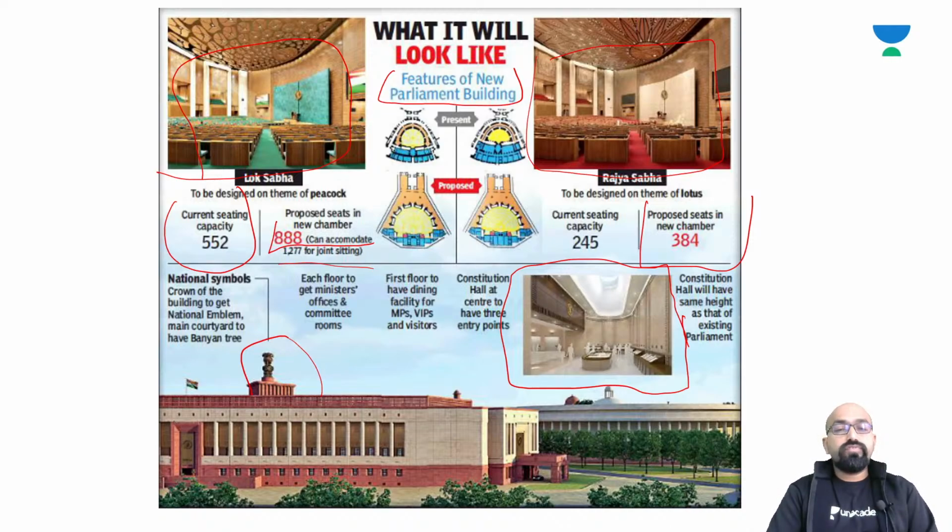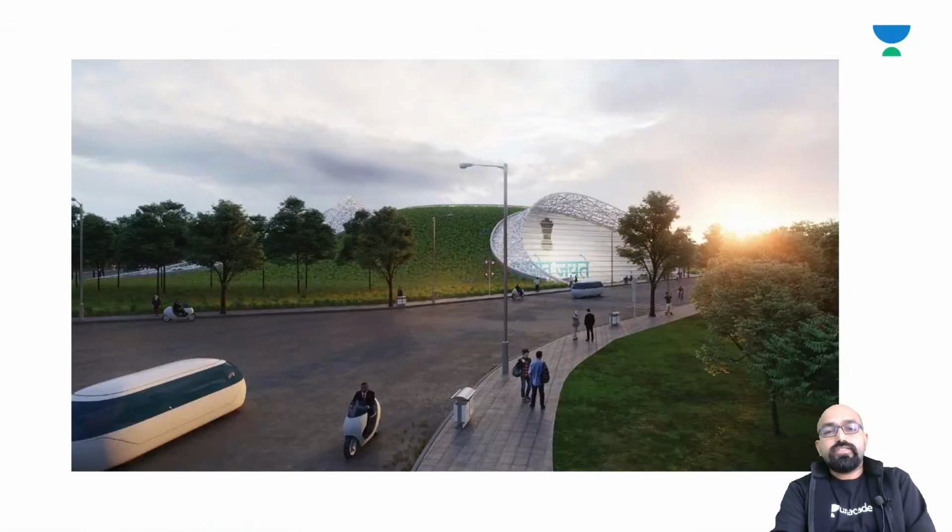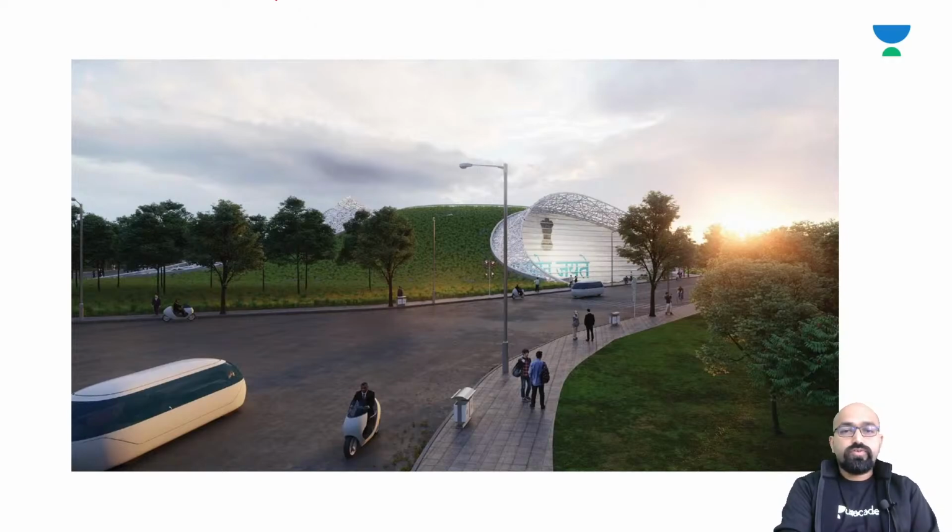All right, so these are a few features of the new parliament building. Now the north and south blocks of the central secretariat may be turned into museums, as we have discussed. And one more feature to be mentioned here is that no new building will be higher than India Gate. This is the clause mentioned in the project. All right, now this is one of the views of our new Vista project.